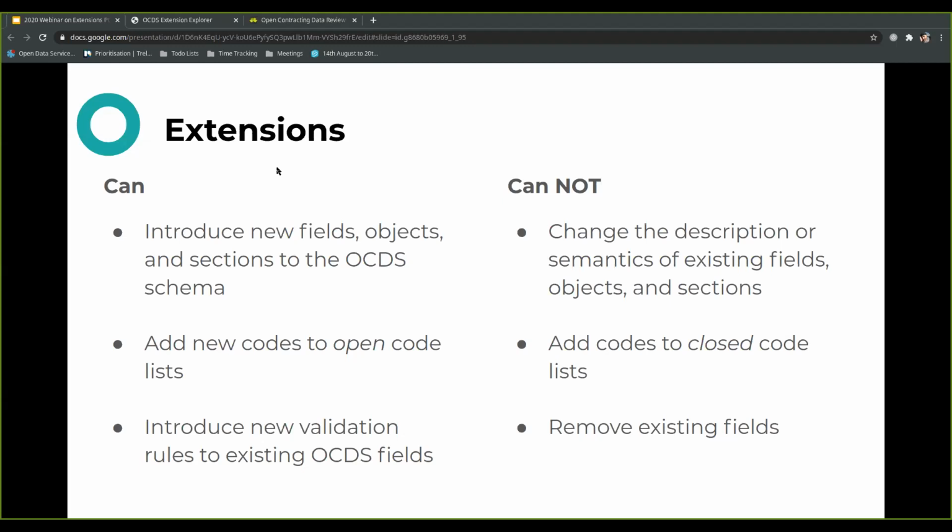Similarly, it can add new codes to open code lists. So rather than have the code not be declared, but in use, you can use an extension to declare the code in a standardized way. But you cannot add codes to a closed code list because, as I've just said, that is a standard development issue, and closed code lists are controlled quite tightly in the OCDS schema. An extension can introduce new validation rules to new and existing fields, but you cannot remove existing validation rules on fields, and you cannot remove existing fields from being mandatory. Sorry, folks, but you can't remove the obligation to publish an OCID, because that's the backbone of OCDS.